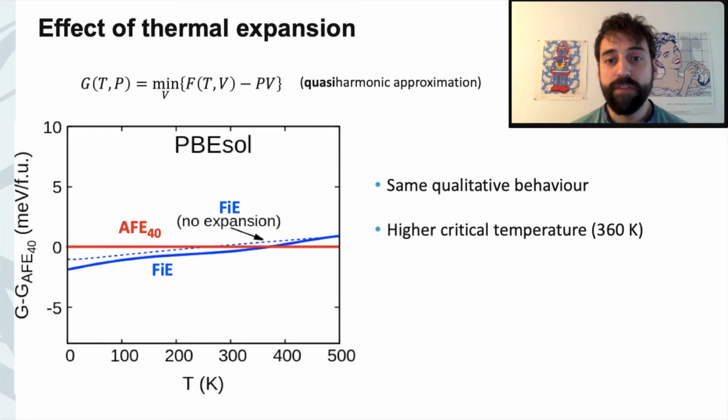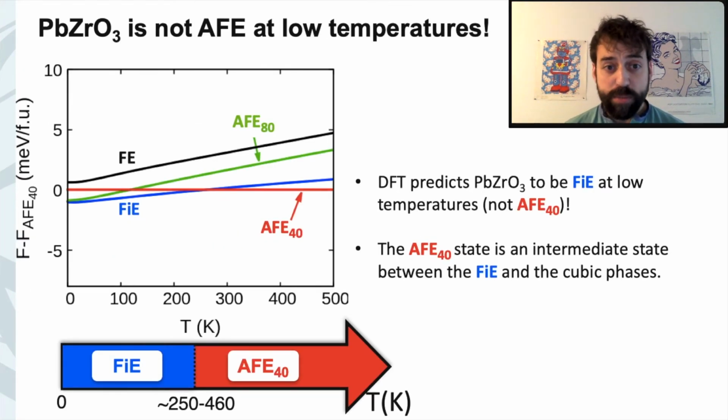Okay, so let me stop briefly to make an important point. Our first principles calculations predict that lead zirconate is ferroelectric at low temperatures. Then, at a finite temperature, which depending on the calculation details is somewhere between 250 and 460 Kelvin, the usual antiferroelectric phase becomes the most stable. Now, these results have been checked against the choice of exchange correlation and thermal expansion and seem robust. Alright, so having found this, the main question we had is, can we reconcile our predictions with the experimental knowledge of lead zirconate? And we believe that that is the case.